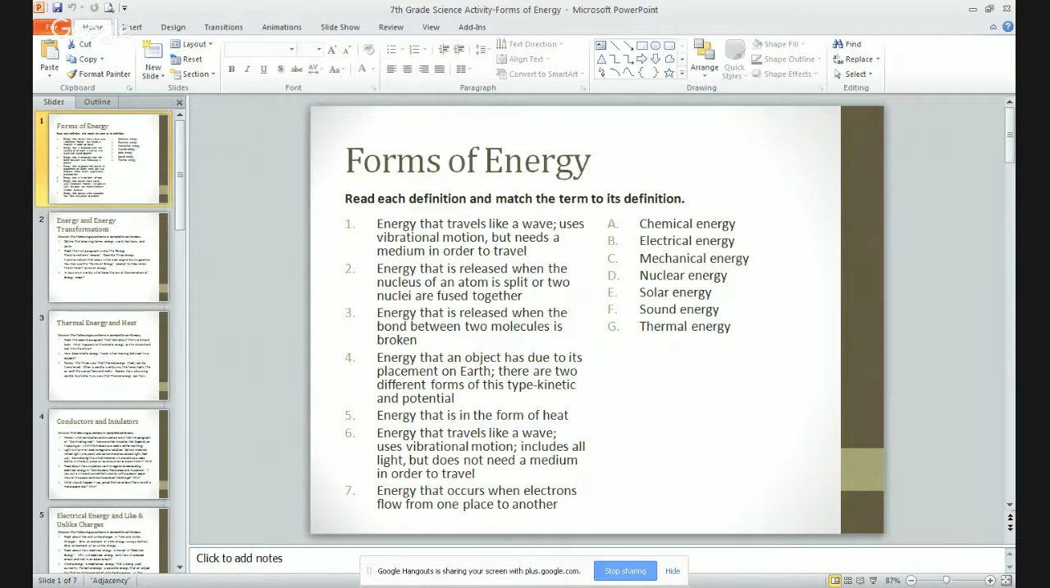Everything can be converted in between these energies. So the chemical energy, for example, that you've eaten and that gets released when your body breaks down food can then be transferred and transformed into mechanical energy, which allows you to move. So we can always change these forms of energy. They're going to be changed back and forth.